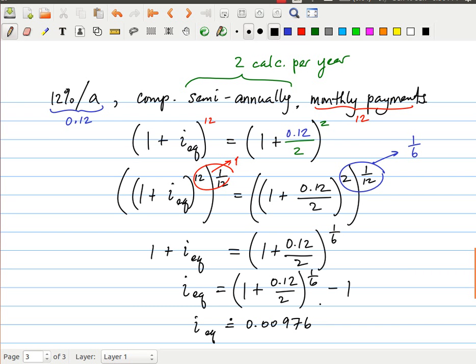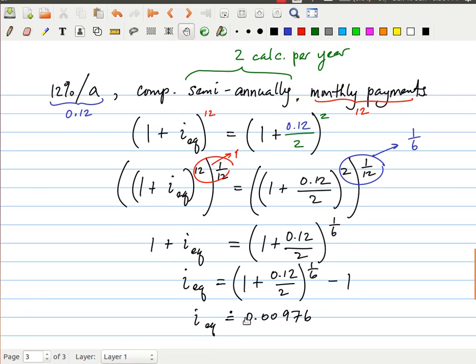Okay, I hope that was helpful. I hope that gives you maybe a new perspective, or you get a chance to look at this a couple of times and it helps make some sense of the idea of equivalent interest, why we need to do it, and how we go about doing it.